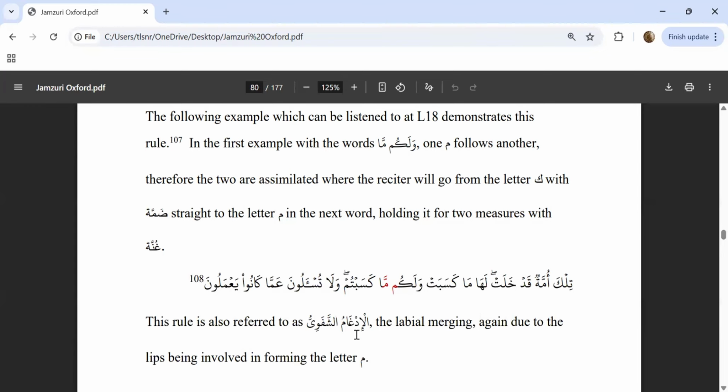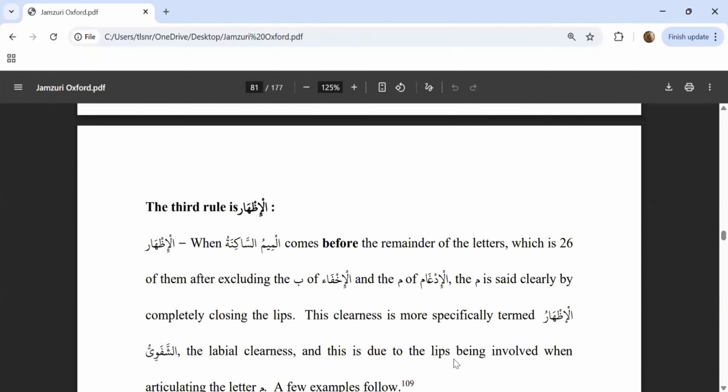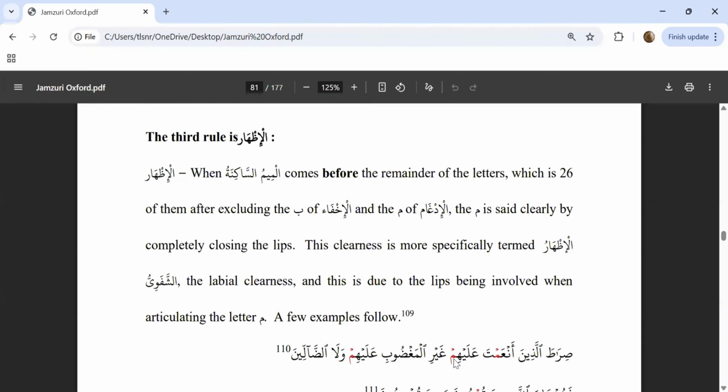And again, we call this al-idgham al-shafawi, the labial merging or assimilation. Again, it's due to the lips being involved in the forming of the letter. So very straightforward, very simple. Then that would put us into our third rule, which is idhar. Again, the rules of meem sakina are quite easy because you only need to remember two letters.